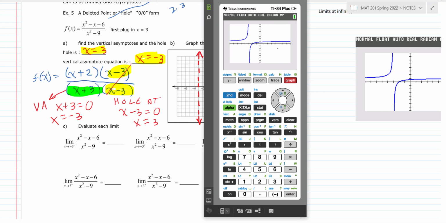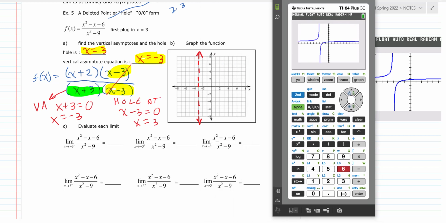Now it's hard to see on here. Unless you really zoom in, you aren't going to see those things. If I changed my window to negative 3 to 4 on the x-axis, I still can't really see it. Sometimes you'll see a break in there, but the graphing calculator is not always kind enough to tell you where that hole is. You have to figure that out yourself.